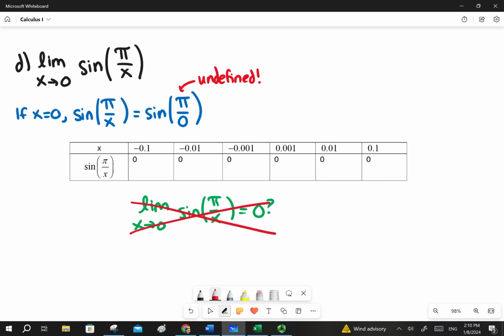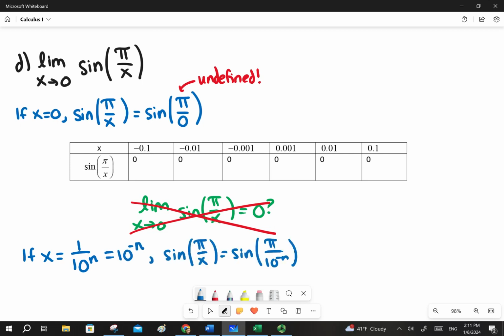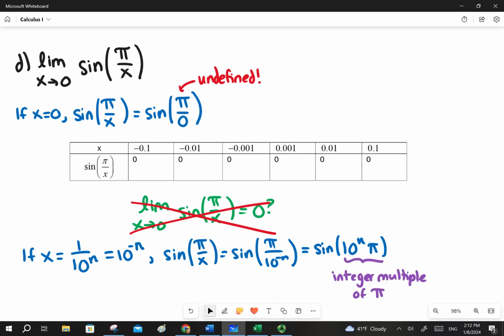But that's wrong. Your calculator is doing everything correctly, but we as humans are naturally going to choose numbers of a specific type. We are trained by our number system to be drawn towards powers of 10. But when we plug in a number of the form 1 over 10 to the n, which is the same as 10 to the negative n, we're going to get sine of pi over 10 to the negative n, which is the sine of 10 to the n times pi. And the sine of any integer multiple of pi is always going to equal 0.